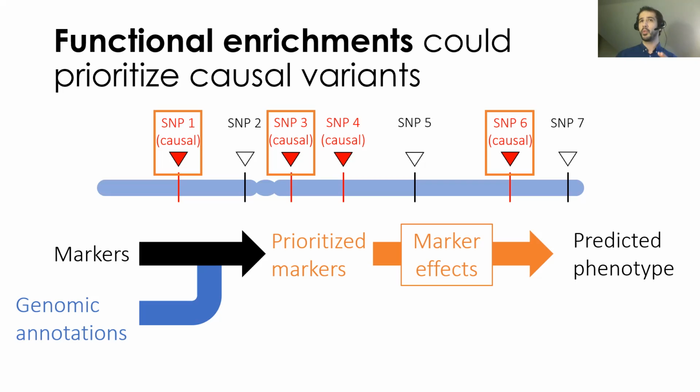However, what we can do is use genomic annotations to prioritize the subset of markers that are more likely to be actual causal variants. And we can use those in genomic prediction later.